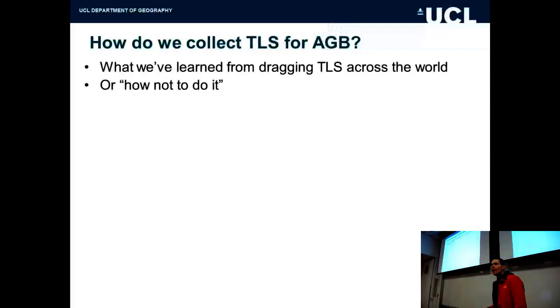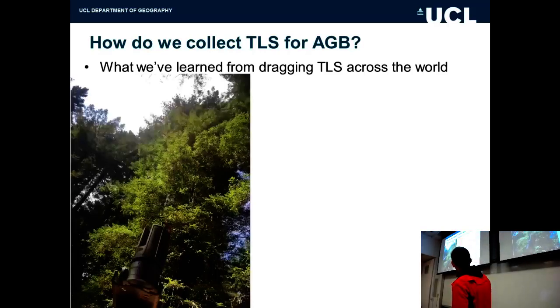So the first half will be about how we do terrestrial laser scanning, TLS, for getting biomass. And so we've been across the world, various parts of the tropics, and Wytham Woods, it's all very tropical out there these days, and how not to do it. That is an example of the equipment that we're using. It's essentially a surveying laser instrument designed for surveying. It wasn't designed for measuring trees.